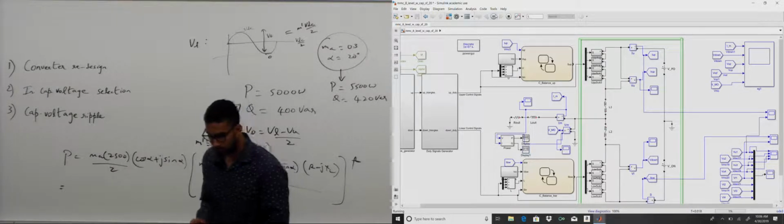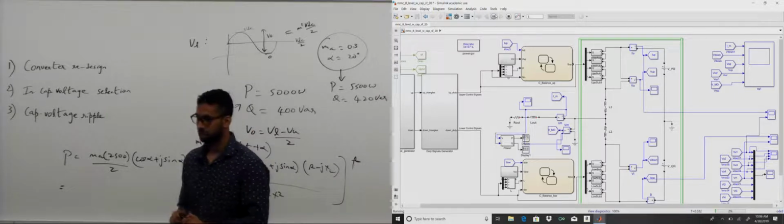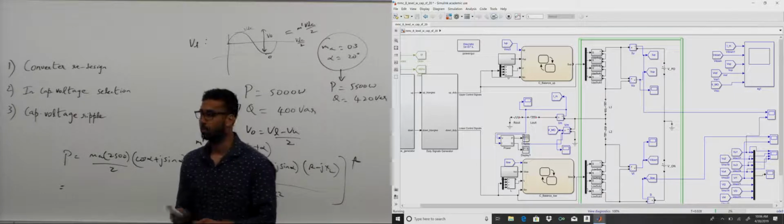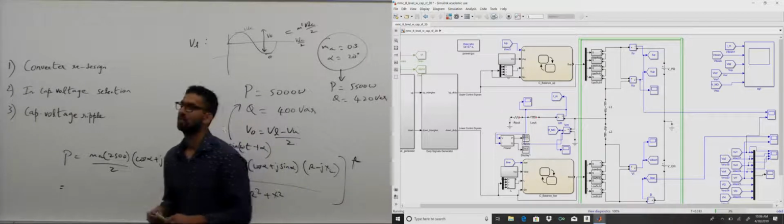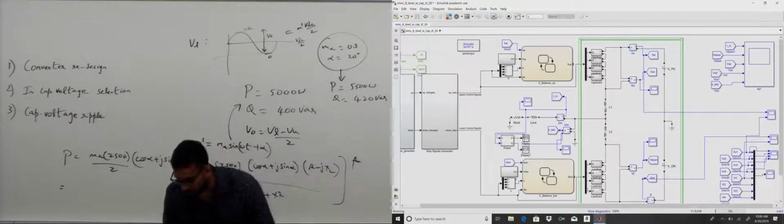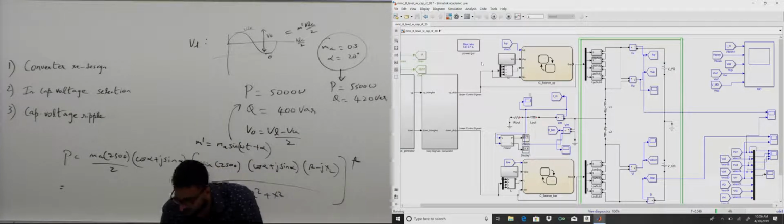You don't design for that low an MA. You may operate there if needed, right? Yeah, we can operate, but we don't design. The rating would be for a much higher MA. And MA can be as high as 1, right? Yes, it can be.